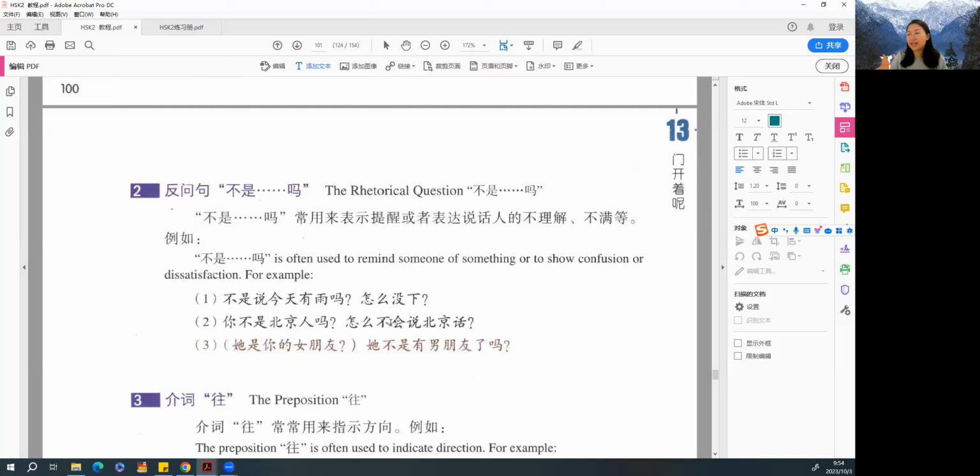So why not? You can ignore the 你 here because we know that it's a continual question. 怎么不会说, why can't you speak the Beijing accent? It should be like this.